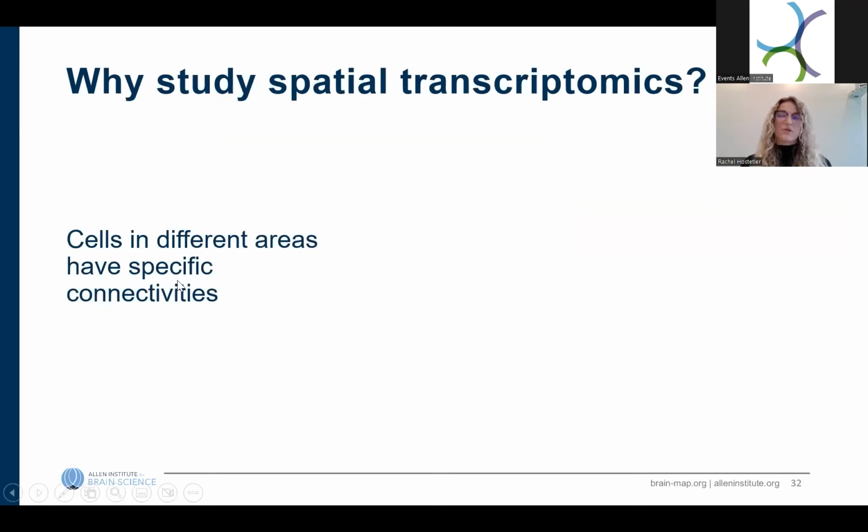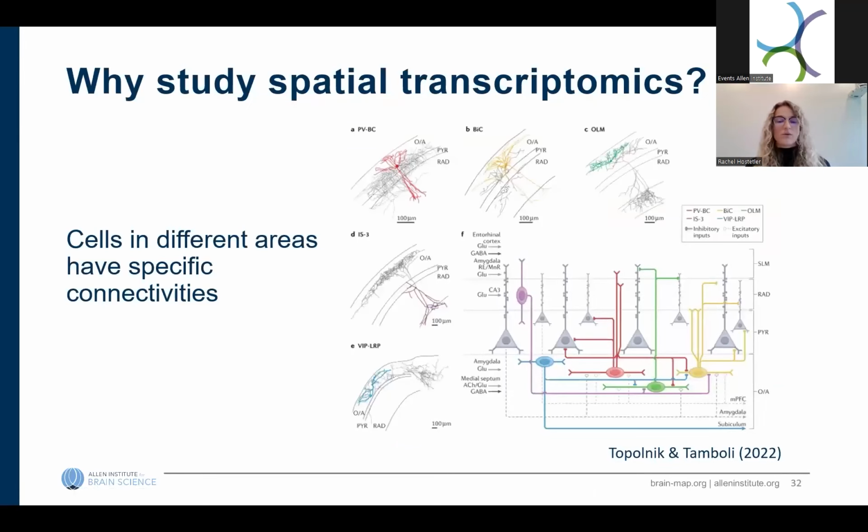And why is this important? Well, in single-cell transcriptomics, what happens is you dissect a certain area of brain, but you don't know where those cells are in that specific tissue. And we know that it's really important to study where cells are located within your tissue sections, because cells in different areas have specific connectivities. So in the hippocampus, also in the neocortex, and in many other areas of the brain, we have different layers and different subregions within that area. And these areas have different inputs and outputs, so they have different connectivities. So it's really important to map out the genetic identity of cells, but also where they are located within your tissue sample.